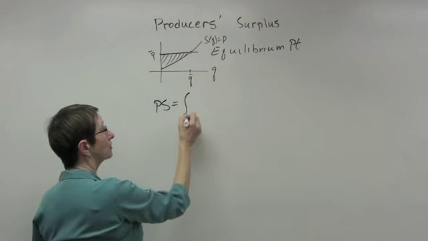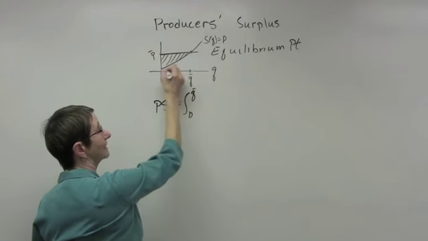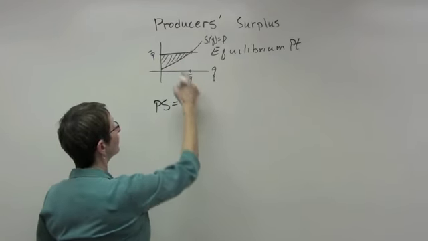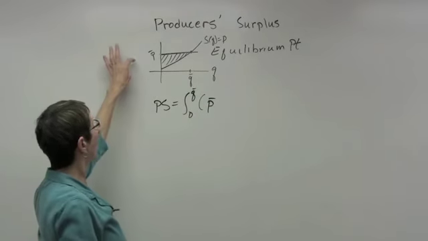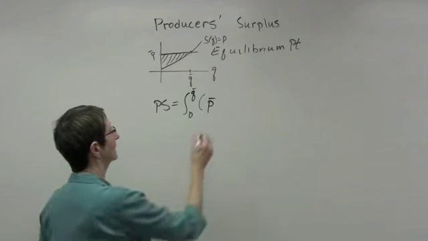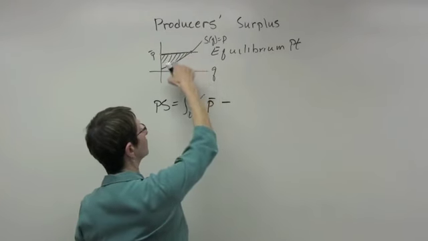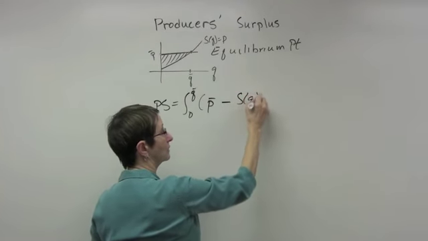The area from 0 to q bar, that's the interval on that axis, and the curve on top this time is the price curve. Y equals p bar. It's a constant. Subtract off the curve under here, which is the supply equation.